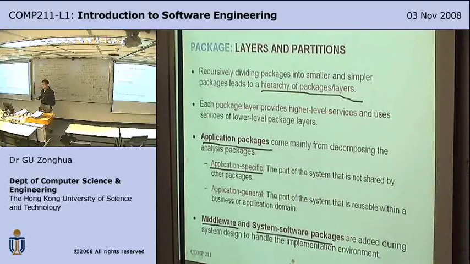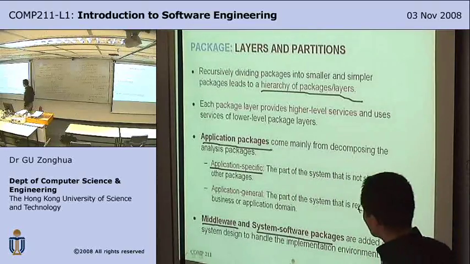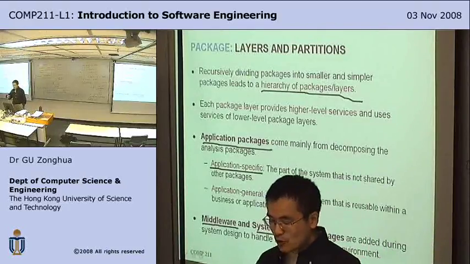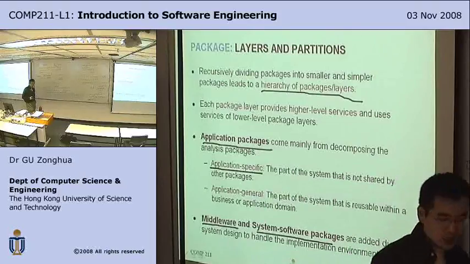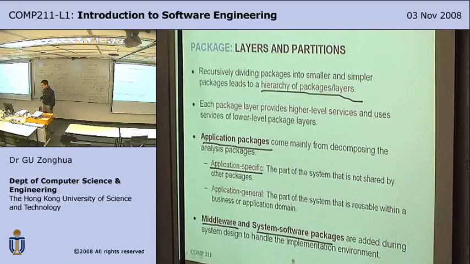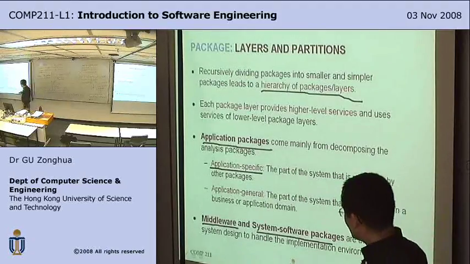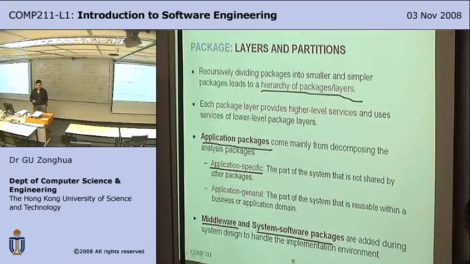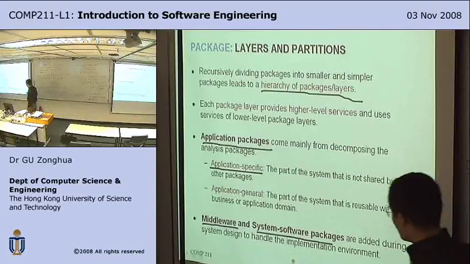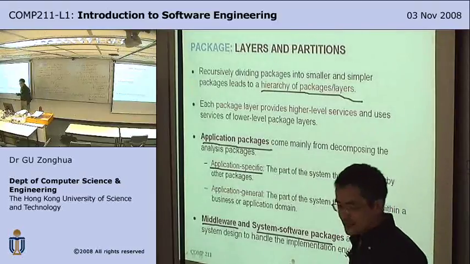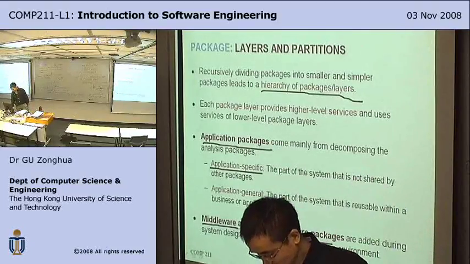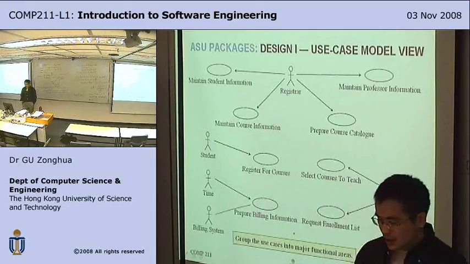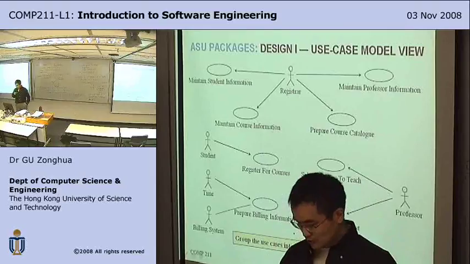If you don't have middleware, perhaps you need to implement a lot more in the application packages and make the packages very fat. But by pulling out some more common services into middleware, for example, communication between different computer nodes, you can simplify the application. So here's the ASU example.